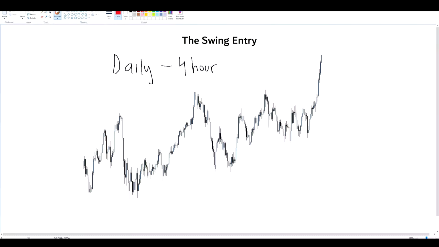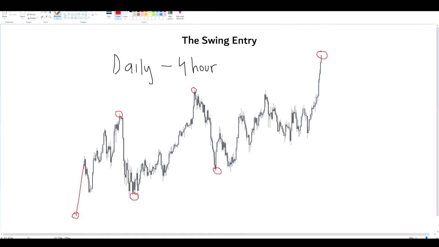Now, what you do for the swing entry is basically you trade based off of macro structure. So in this case, we can see that there's a macro low right here, and there's a macro high, and then we have another macro low, and then you have another macro high. Once again, you have another macro low, and then do we have another macro high? No, we don't. Right here is the last macro high.